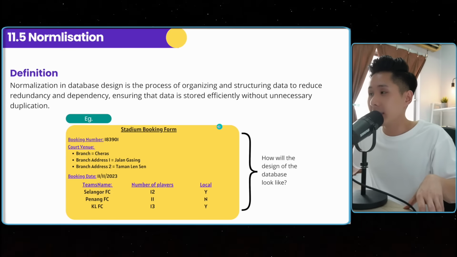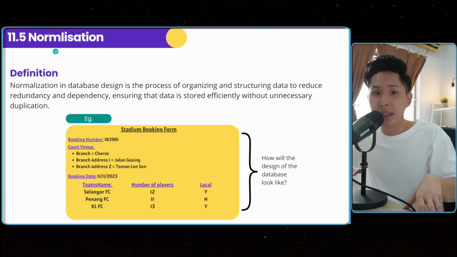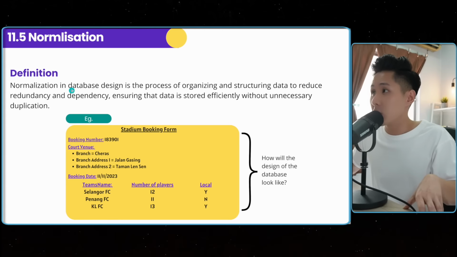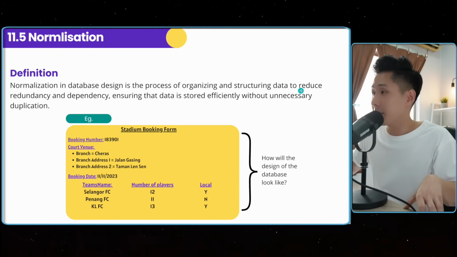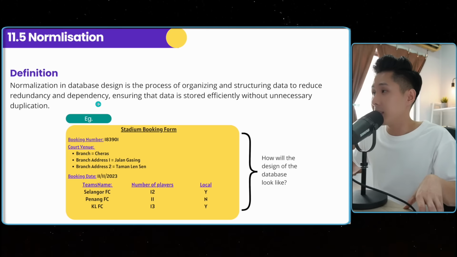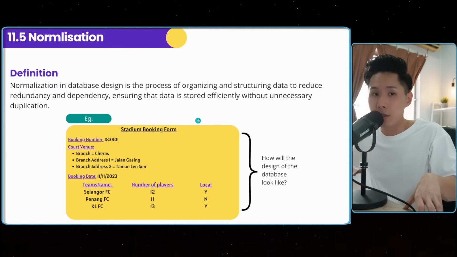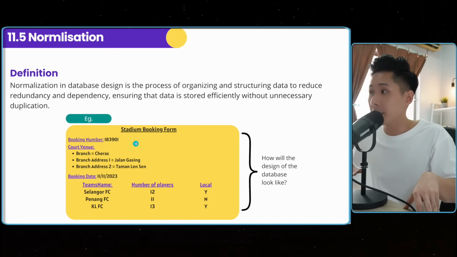It's a real-life case scenario, but at the same time, I'm also introducing the idea of normalization. So normalization in database design is a process of organizing and structuring data, which I will be doing in a while, to reduce redundancy and dependency, ensuring that data is stored efficiently without unnecessary duplication. So in order to show you how to do normalization, I prepared another example.